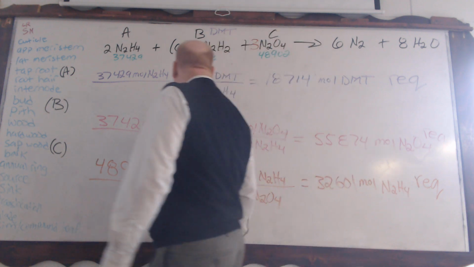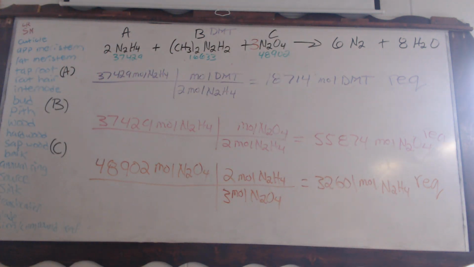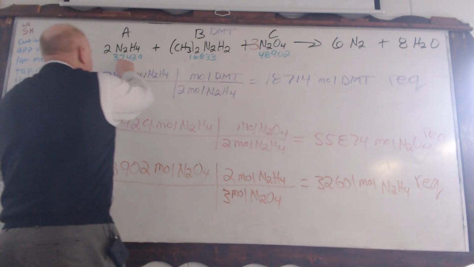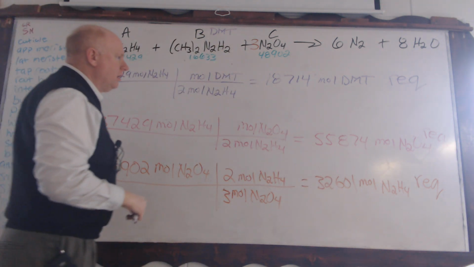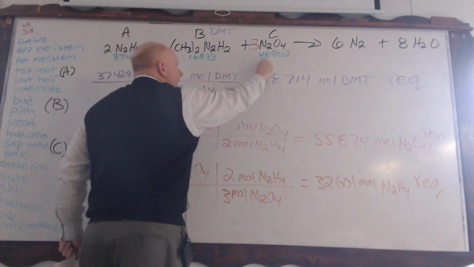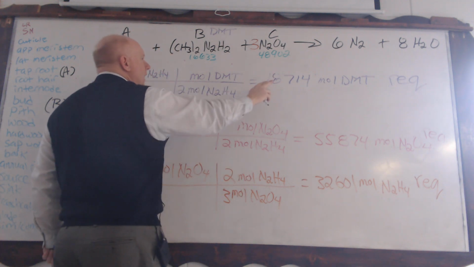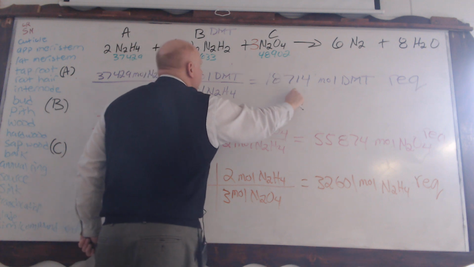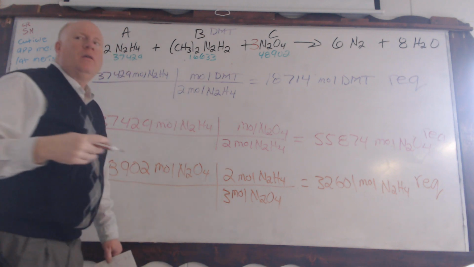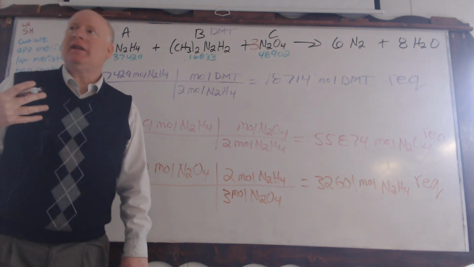Now, as you're looking at this, you might be saying, holy cow, is that our limiting reactant? No, it is not, because for N2H4, we need 32,000. We've got 37,000. For N2O4, we need 55,000. We only have 48. Then for this top one, we need 18,000, but we only have 16,000. Now you might think, well, both could be your limiting reactant. No, that's not the case.